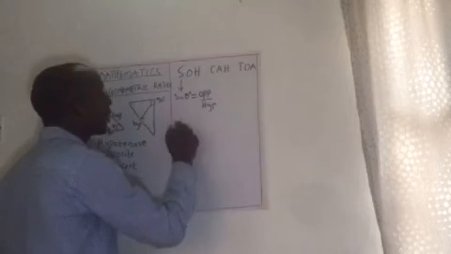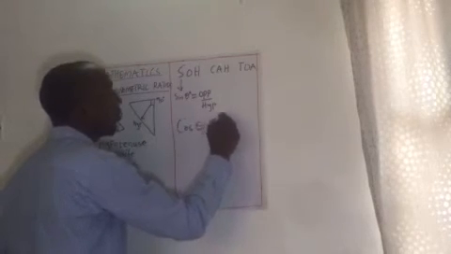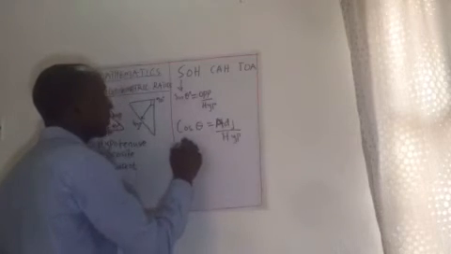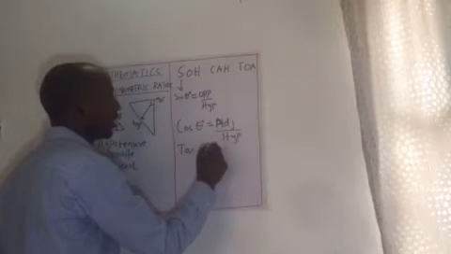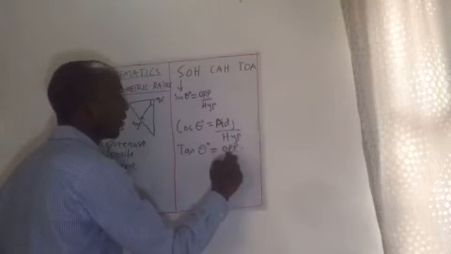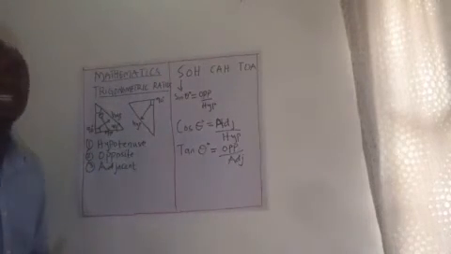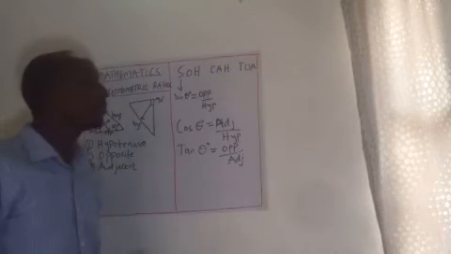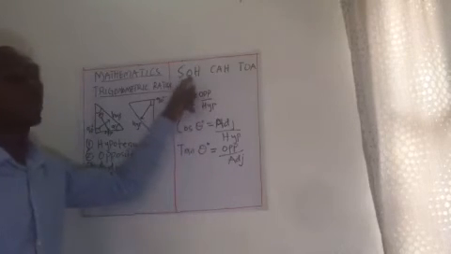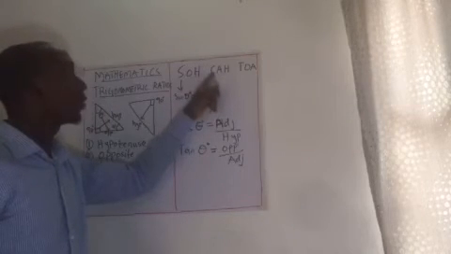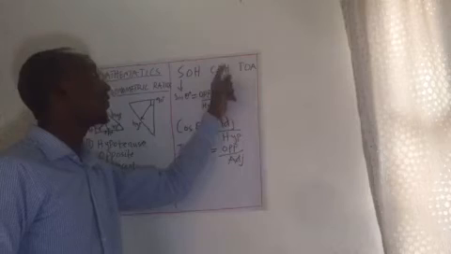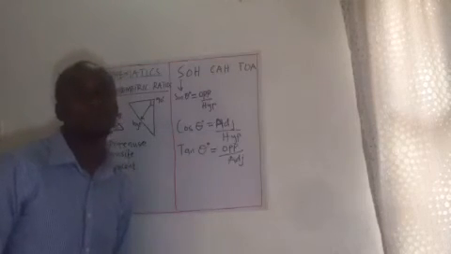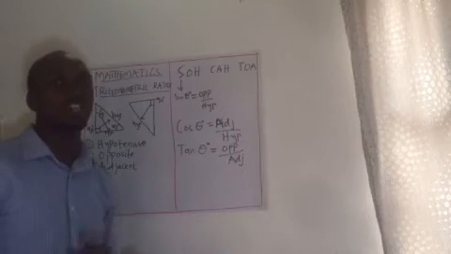So let's write it now. We have cos theta equal to adjacent all over hypotenuse. And tan theta degrees, always put your degree, equals opposite all over adjacent. These are the three basic trig ratios we have when we are dealing with a right angle triangle. The sine of the angle under consideration is opposite over hypotenuse. The cosine is equal to the adjacent all over the hypotenuse side. And the tan is equal to the opposite side all over the adjacent side.